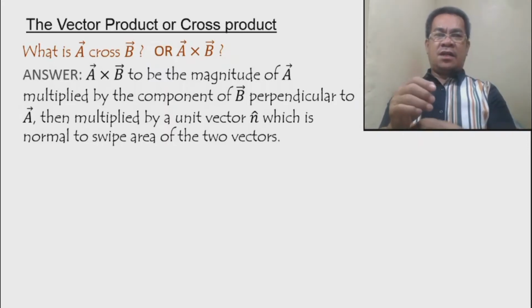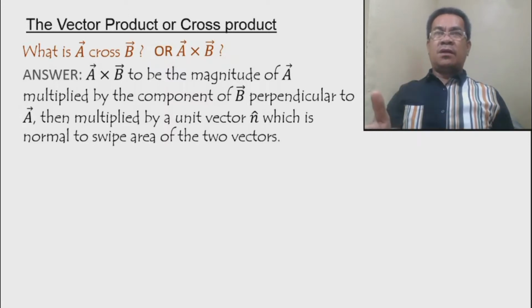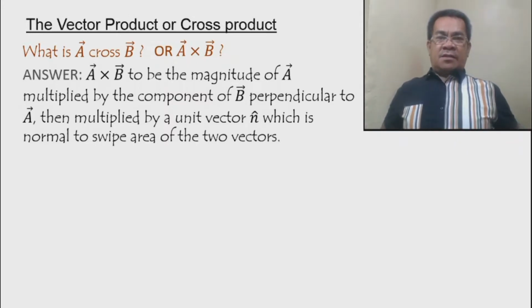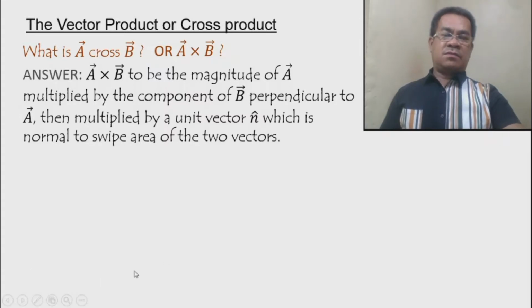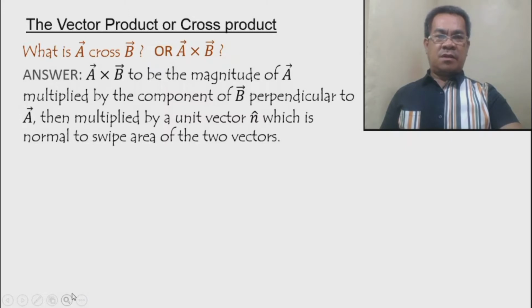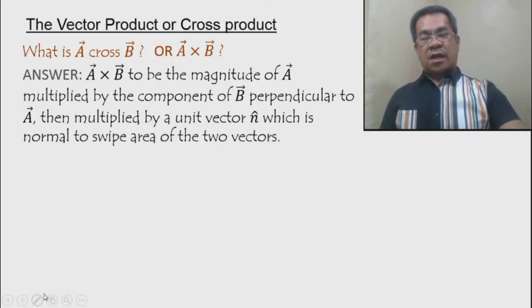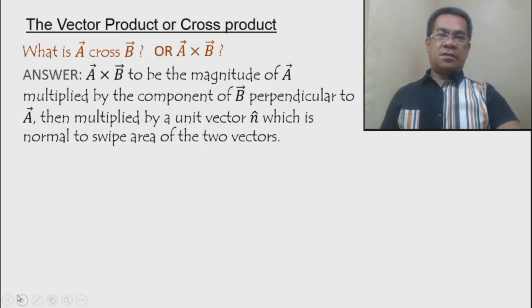So therefore, there are three factors. Unlike the scalar product, where we have only two factors, the component of A and the parallel component of B, which we multiply, and that's the scalar product. The scalar product's result is also a scalar quantity. There's no direction. Although we have positive, negative, and zero, the negative is due to the direction of one vector relative to the other.